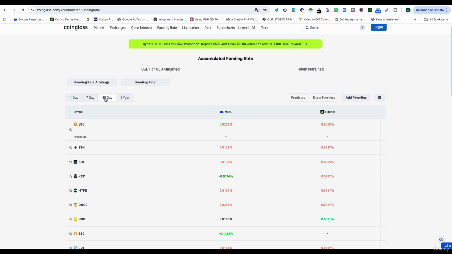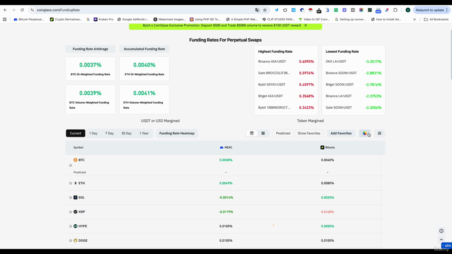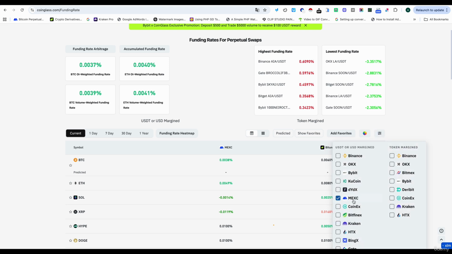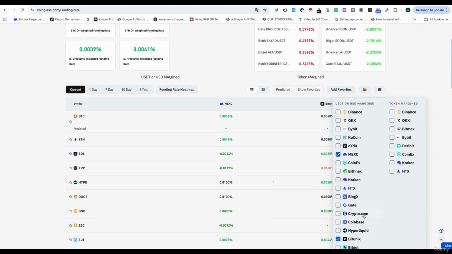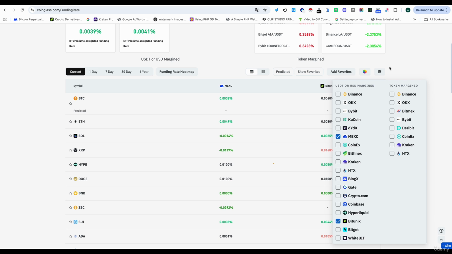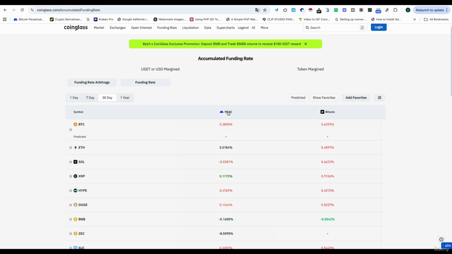Here's how I use it. First, I usually set the period to 30 days. A 1-month window gives us a meaningful trend while avoiding noise from short-term fluctuations. Next, I select only the two exchanges we use for arbitrage, MEXC and Bitunix. This makes the chart clean and extremely easy to read without unnecessary information from other exchanges. After that, I sort the list by the highest accumulated funding rate on Bitunix. This immediately shows me which coins generate the most positive funding on Bitunix over the past month.